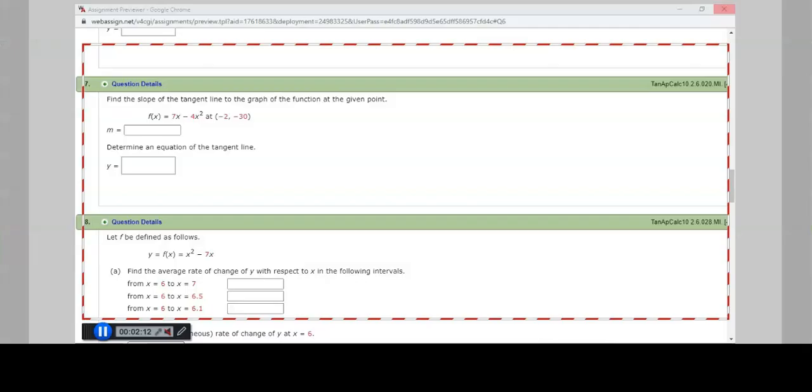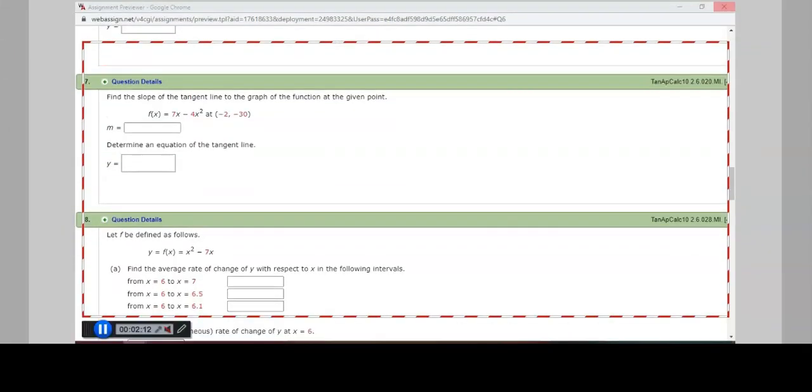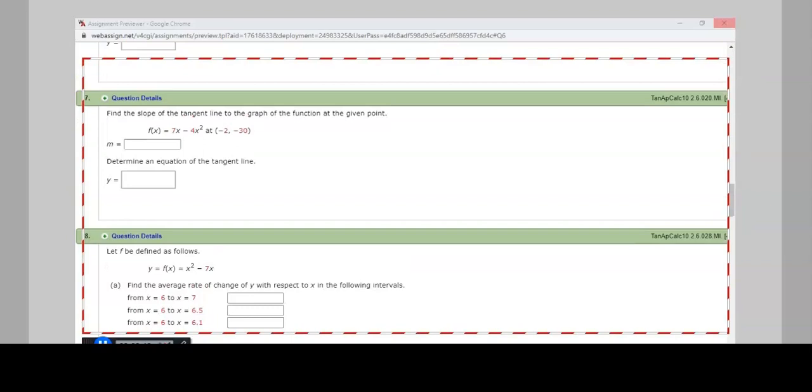So we have, let's get bigger. All right, so we have this one. So now what do we have? We are starting with a parabola. What we have is an upside down parabola that's going to hit at 0 and 7/4, whatever. So that's basically what it looks like. So at the point negative 2, negative 30, which is way down here, we want to find the equation of the tangent line at that point.